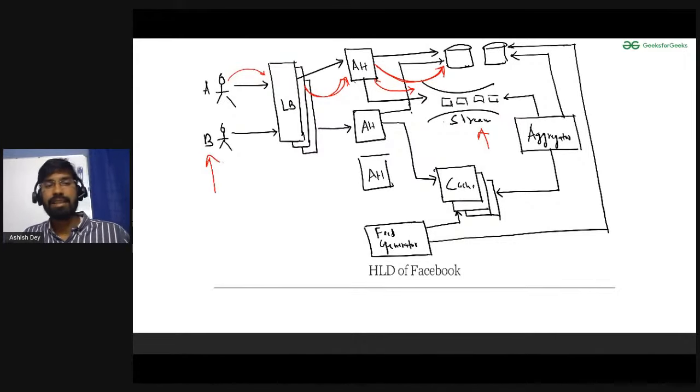So how this works: the user logs in and makes a request, saying, give me the feed, whatever posts I have from my friends. The request hits the load balancer, and it gets routed to any available application host.